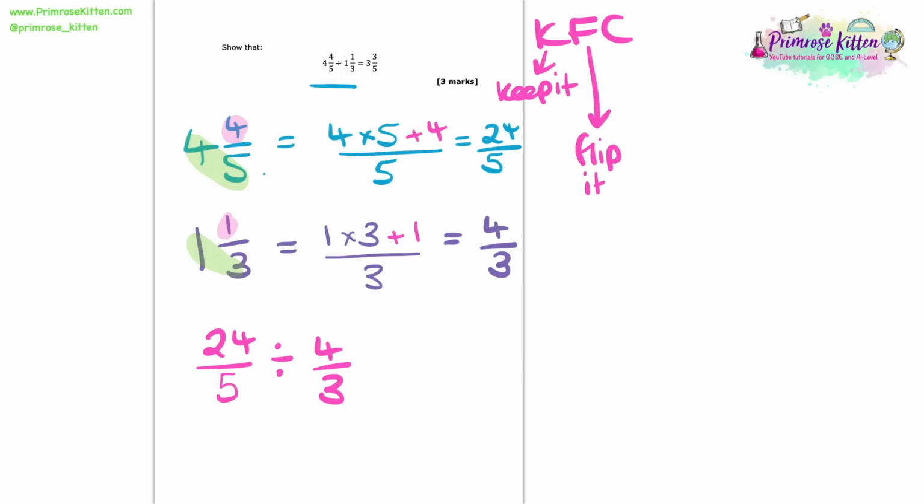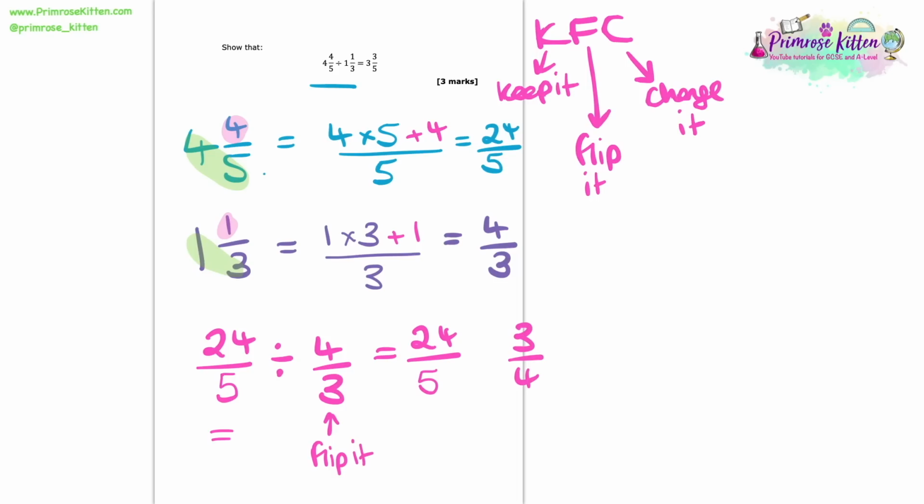Now, what this means is our first fraction in our division, we just keep it as it is, we're not going to change it. The second fraction, we are going to flip it upside down, and then we're going to change the sign from a division to a times. So now this is going to look like 24 over 5 times by 3 over 4, and that's using our KFC rule.